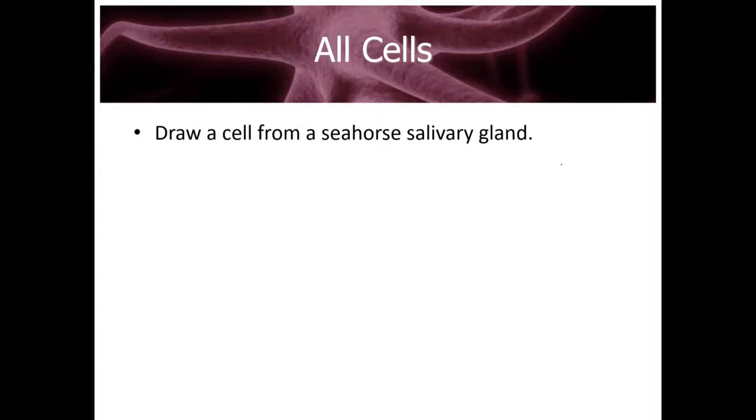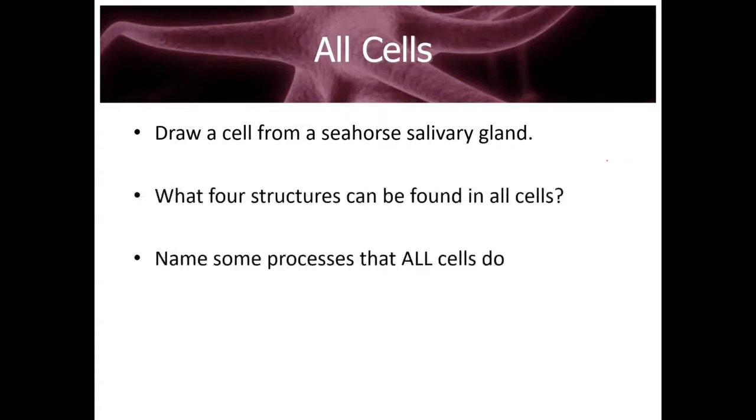A double helix. That's exactly right. A double helix. So it has that very consistent squiggle shape. Excellent. And you're done. You did it, right? So now you should be able to answer this question. What four structures can be found in all cells?